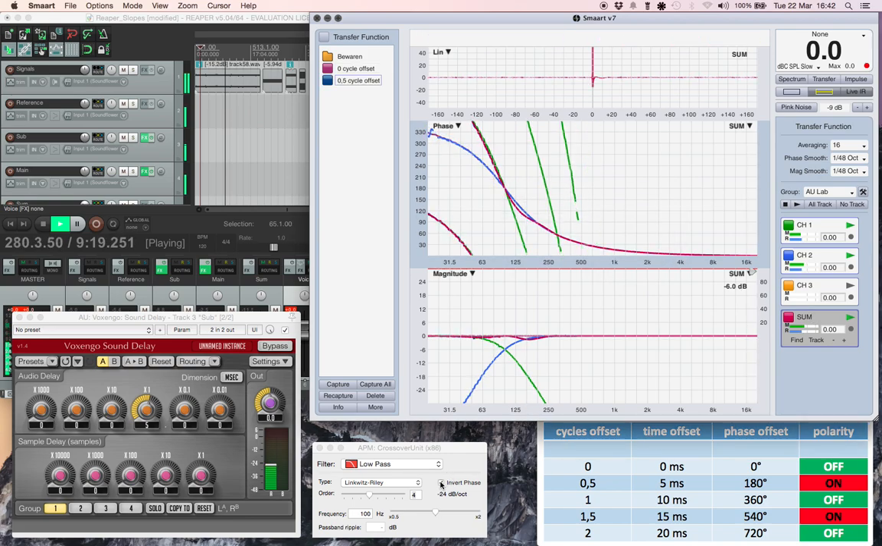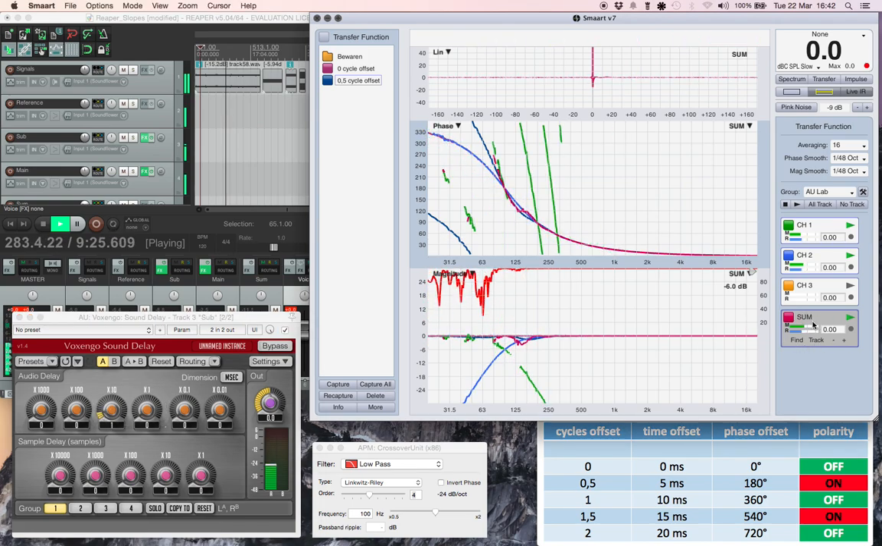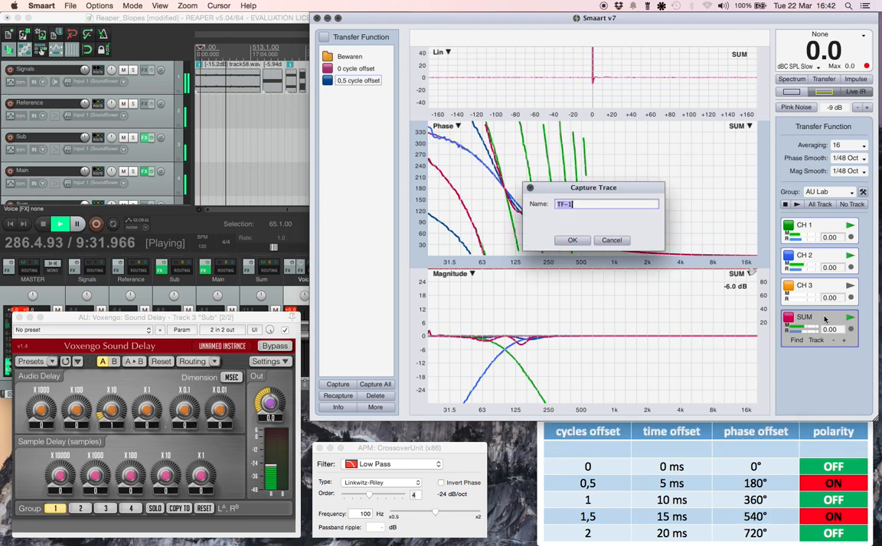And then let's go to the next instance, which is no polarity inversion but 1 cycle or 360 degrees of phase shift, which is this guy with increased frequency response ripple. So this is 1 cycle offset.